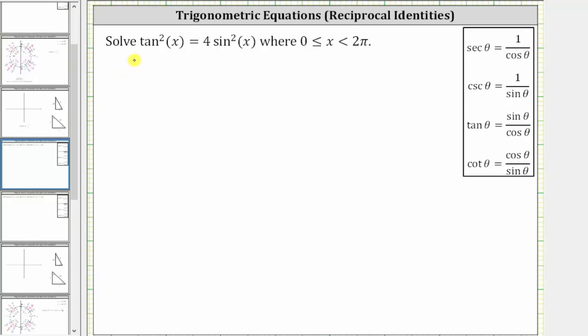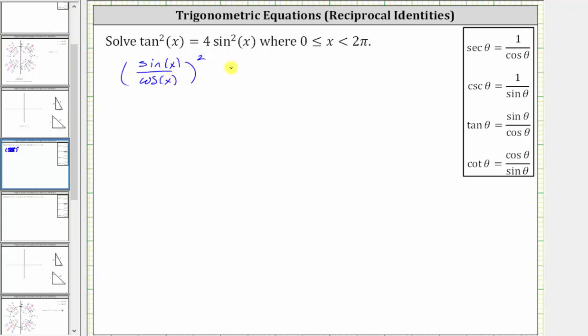We want to solve the given trig equation, tan squared x equals 4 sine squared x, over the given interval. We will solve this equation by using a reciprocal identity for tangent x, where tangent x is equal to sine x divided by cosine x, and therefore tan squared x is equal to the square of sine x divided by cosine x.